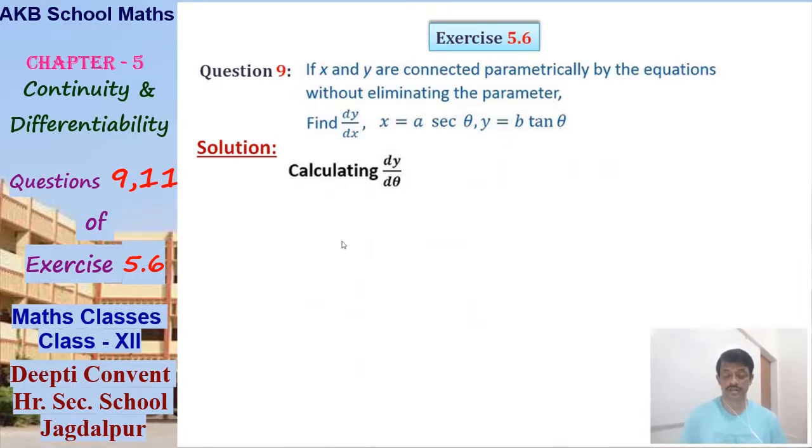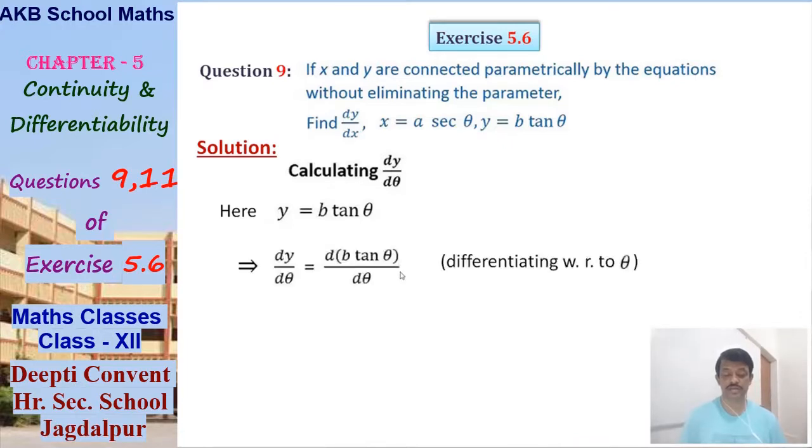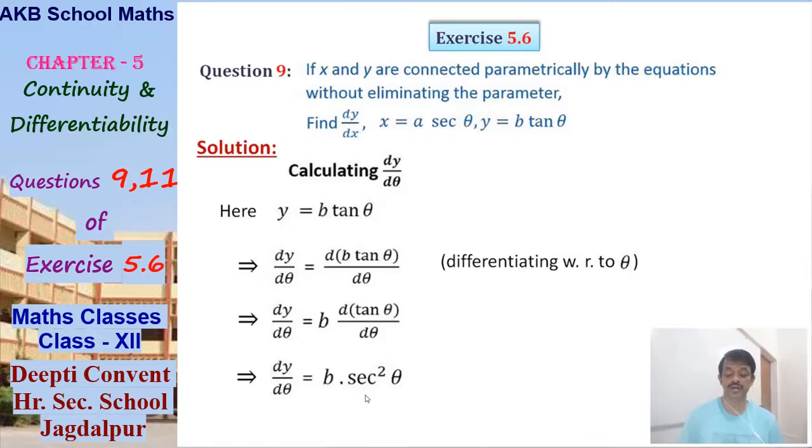Calculating dy by d theta. Here y equals b tan theta. Now differentiate with respect to theta on both sides. dy by d theta equals d by d theta of b tan theta. Here b is constant, so taking it out, the derivative of tan theta is sec square theta. So dy by d theta equals b sec square theta.